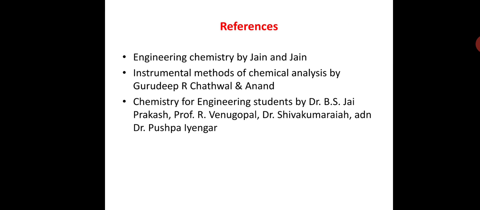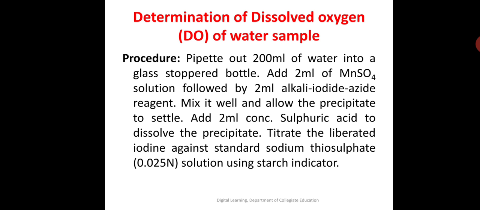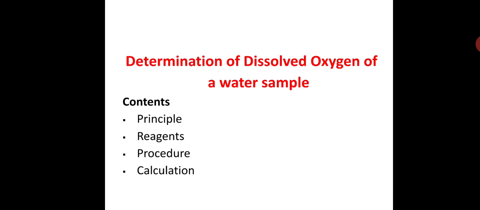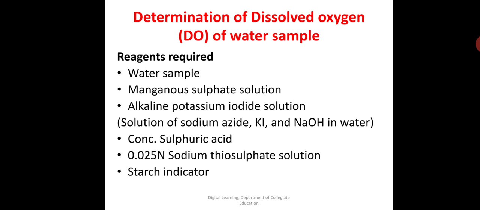For more, you can refer to books like Engineering Chemistry by Jain and Jain, Instrumental Methods of Chemical Analysis by Gurudev, Chatwal and Anand, and Chemistry for Engineering Students by Dr. B.S. Jaiprakash, Professor R. Venugopal, Dr. Shivakumaraya and Pushpa Iyengar. So in this way we can determine the dissolved oxygen of the given sample.